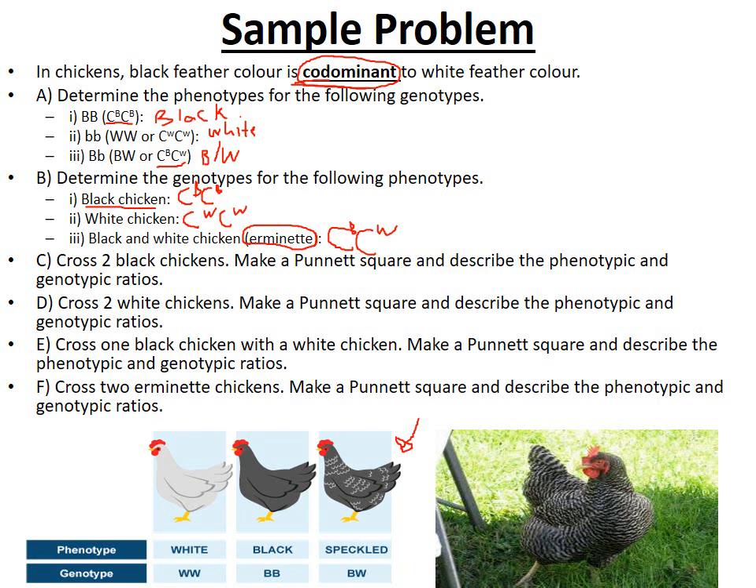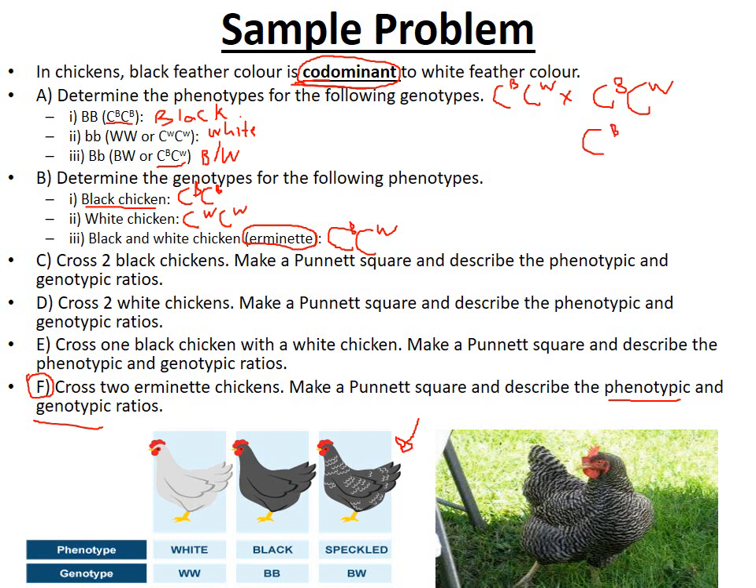And you should be able to make crosses with Punnett square crosses. So, for example, over here, I'm telling you that you cross two erminette chickens with each other. And so if you do a Punnett square with that, you should be able to predict what the phenotypic and genotypic ratios are. So we'll do that example together. We know the erminette chickens are the heterozygous ones. They have to be if they're co-dominant. So CB, CW crossed with CB, CW.